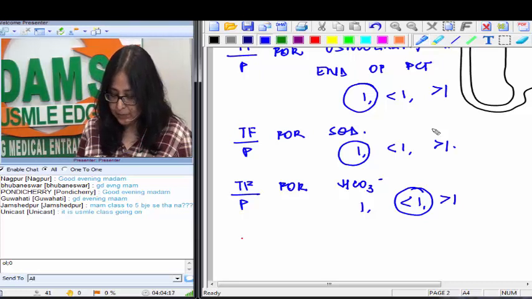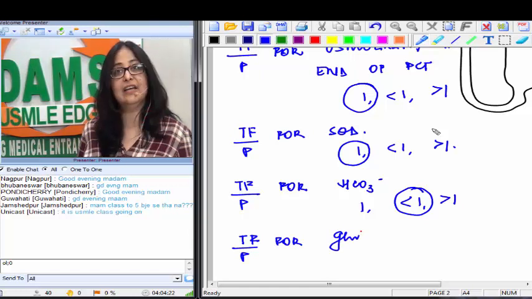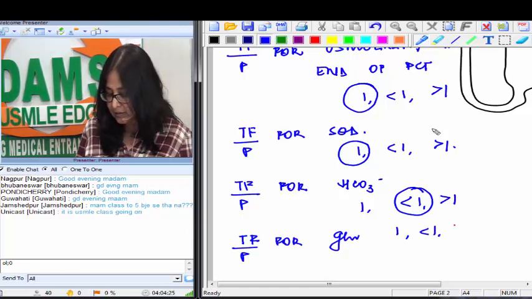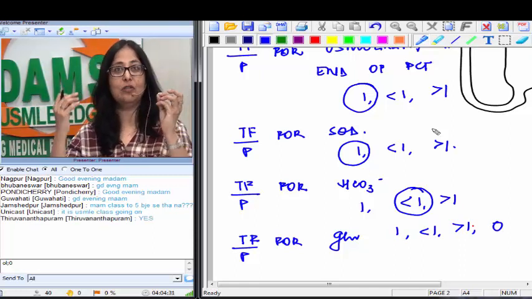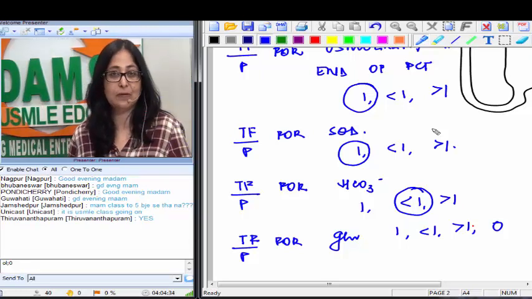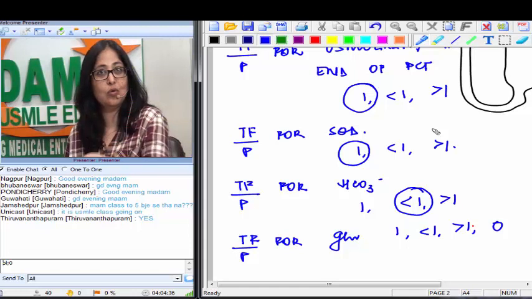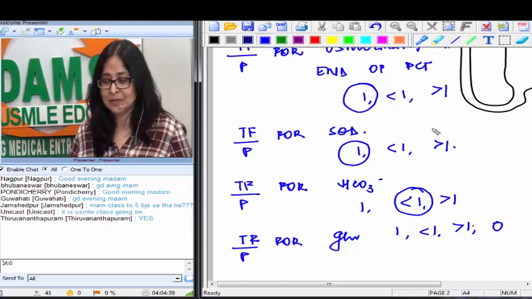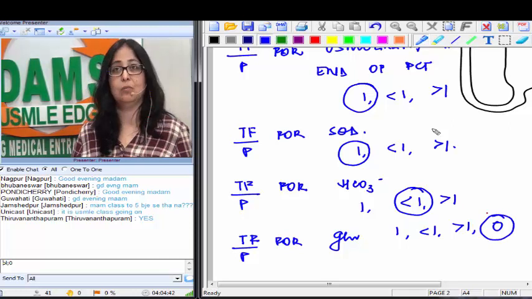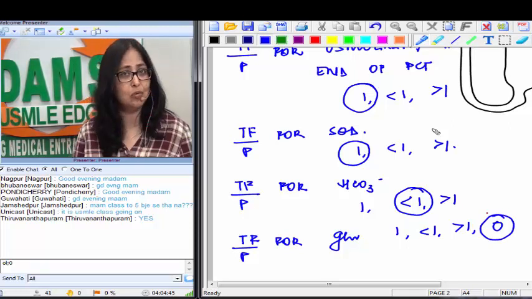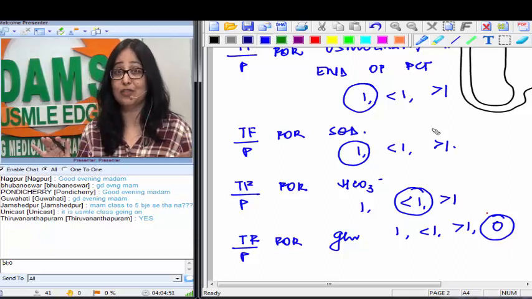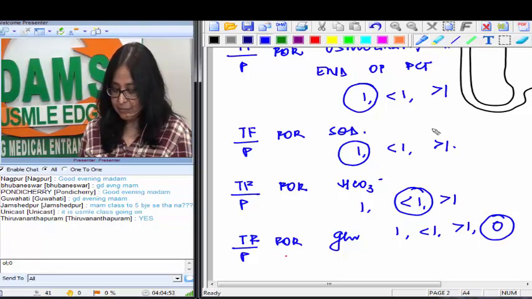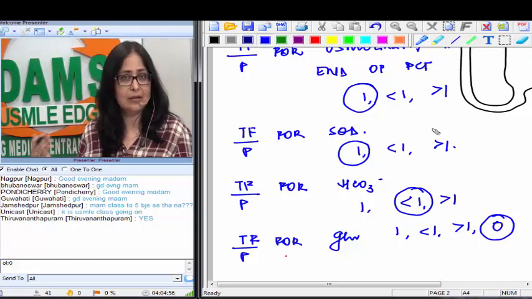Let's take another example. Let's take what is the TF by P ratio for glucose at the end of PCT. Is it 1? Is it less than 1? Is it more than 1? Or is it 0? Now by the end of PCT, 100% of glucose is absorbed. There's no glucose present in the tubular fluid. So TF by P ratio now becomes 0 by the end of PCT. All of it has got absorbed in the PCT. Of course, this is under normal physiological conditions, right? So TF by P ratio for glucose is also less than 1 or 0 in this case.